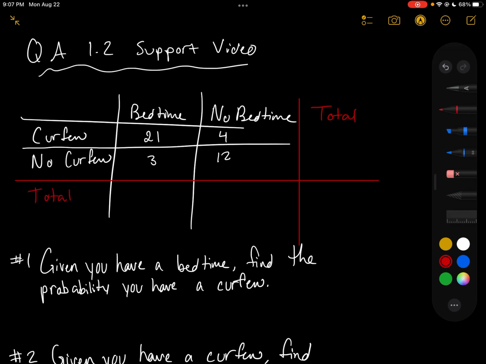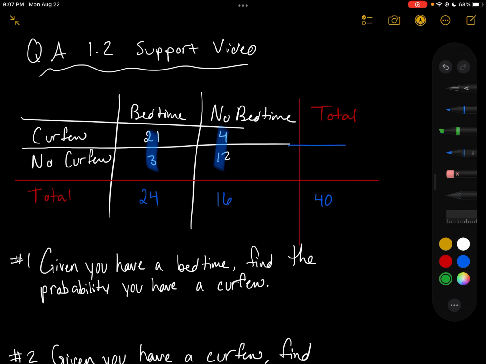So start off with the total number of students with a bedtime. We'll do 21 and 3 together. That'll give us 24. Total students without a bedtime, 4 and 12 together. That'll give us 16. So if we add these two together, on the bottom, the total number of students should give us 40. Always want to check our work though, do it the second way with our columns.